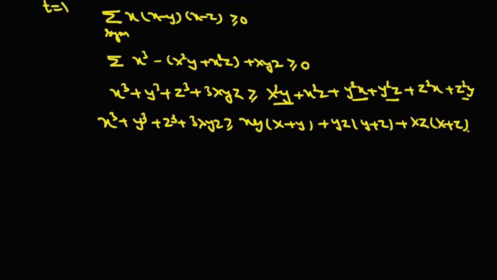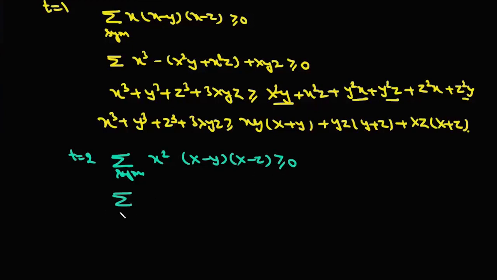and if we take t as 2, then it will be this symmetric sum of x square, and this is (x minus y)(x plus z) greater than or equal to 0, or x square, and this is x square minus y plus zx plus yz greater than or equal to 0.